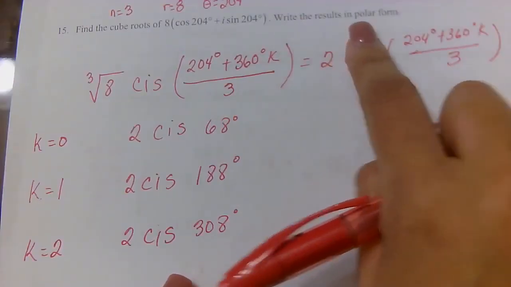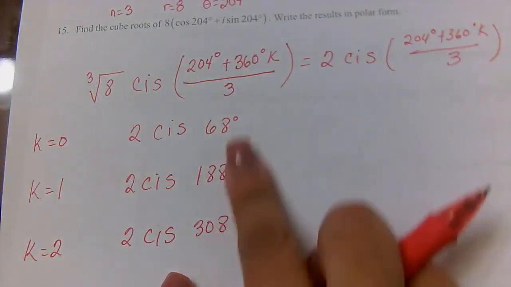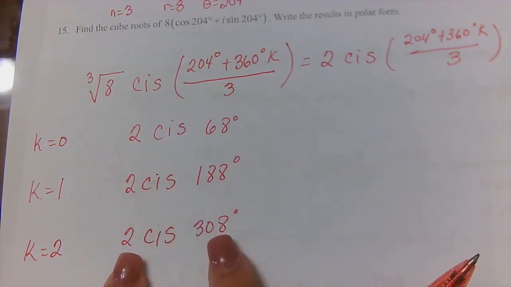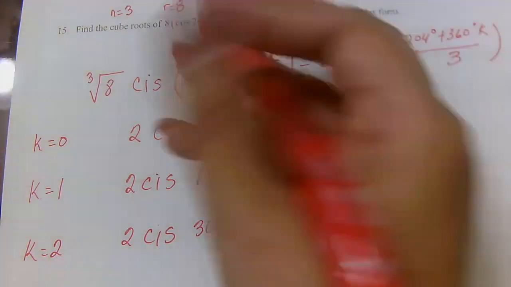And because it says to keep it in polar form, I'm not going to evaluate it into a complex form. I'm going to keep it in terms of r and theta. So these are going to be my 3 roots.